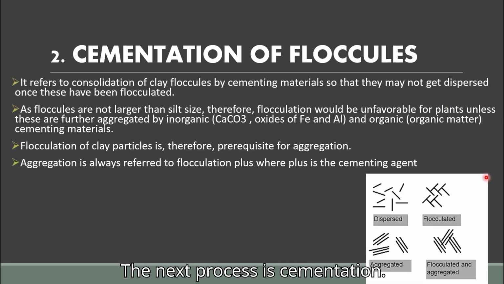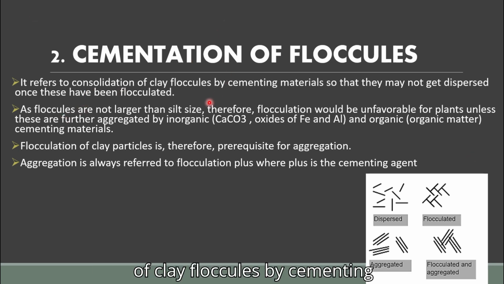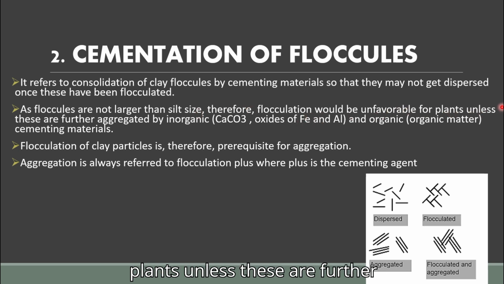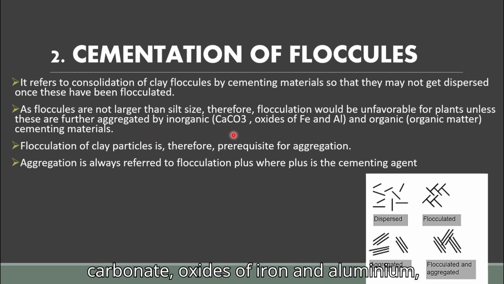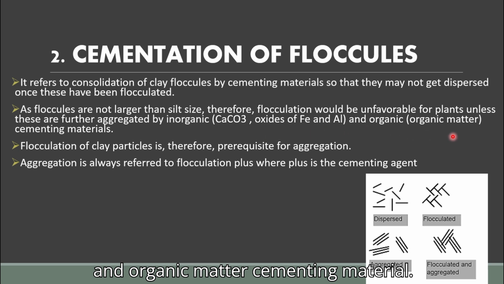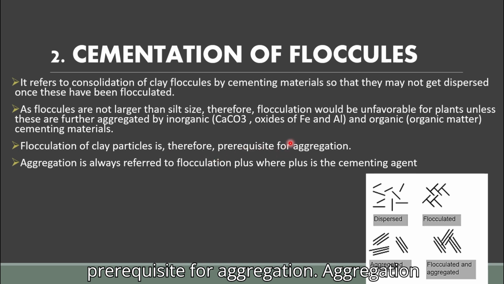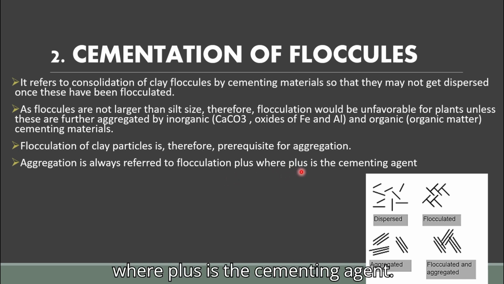The next process is cementation. Cementation refers to the consolidation of clay flocules by cementing material so that they may not get dispersed once they have flocculated. As flocules are not larger than silt size, flocculation alone would be unfavorable for plants unless these are further aggregated by inorganic cementing material, like calcium carbonate, oxides of iron and aluminium, and organic matter. Flocculation of clay particles is a prerequisite for aggregation. Aggregation is always referred to as flocculation plus cementing agent.